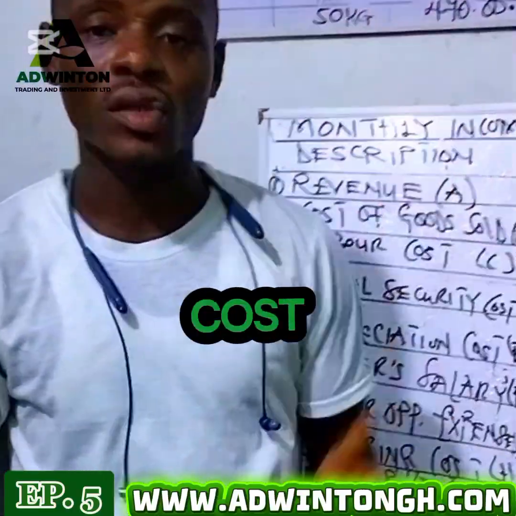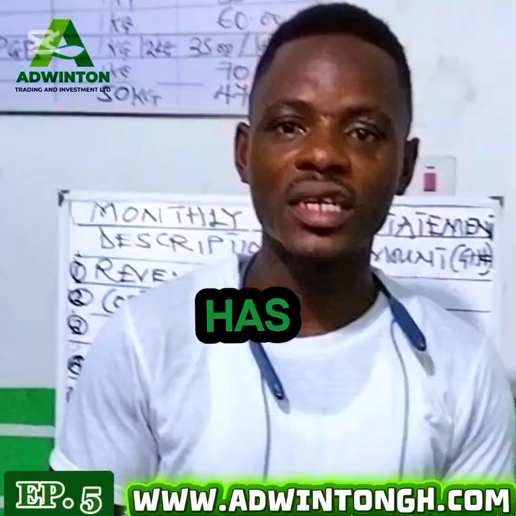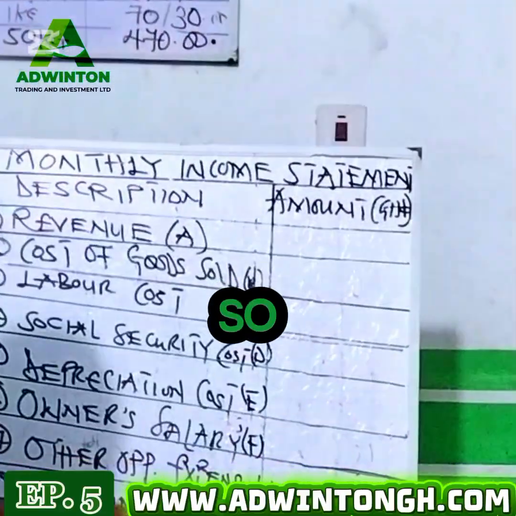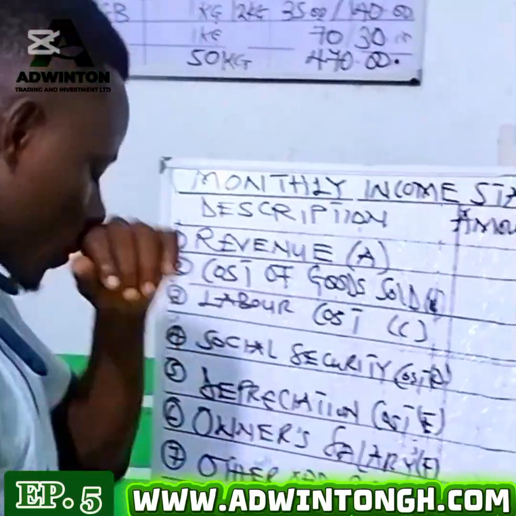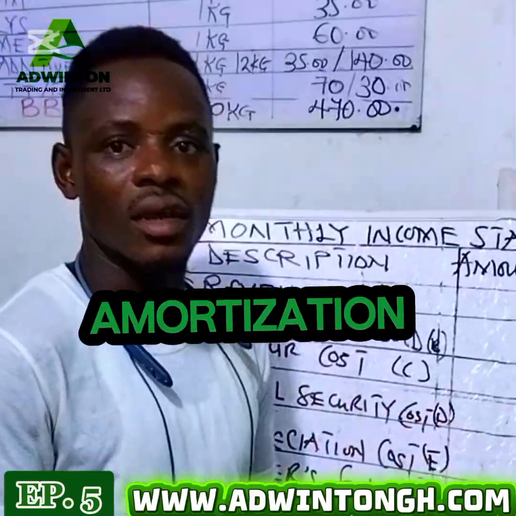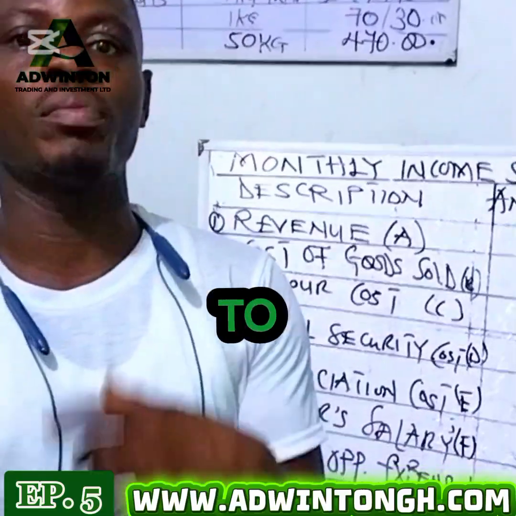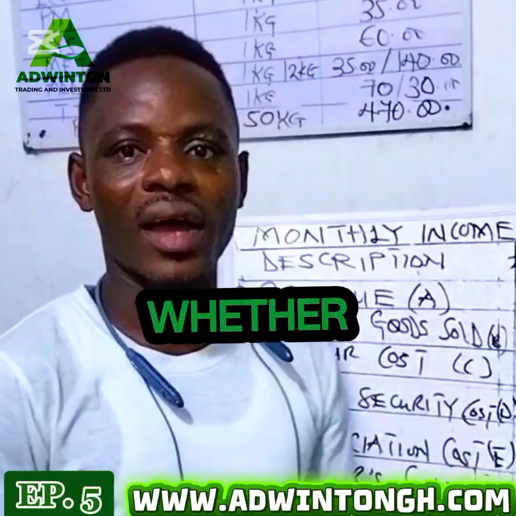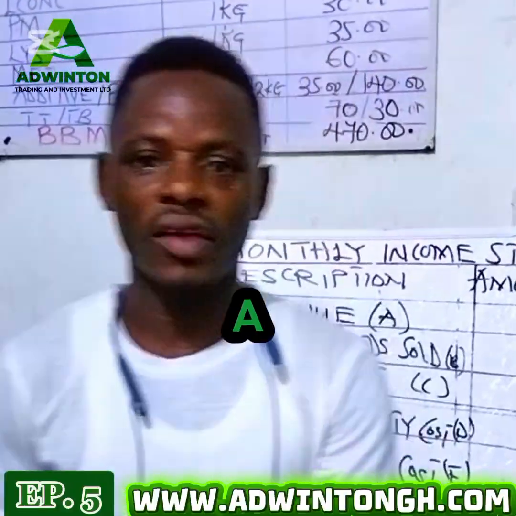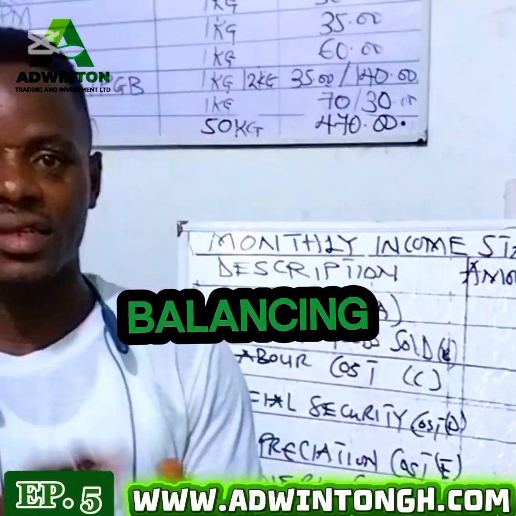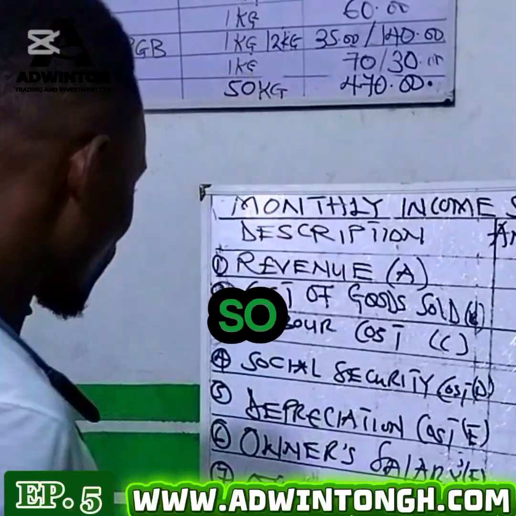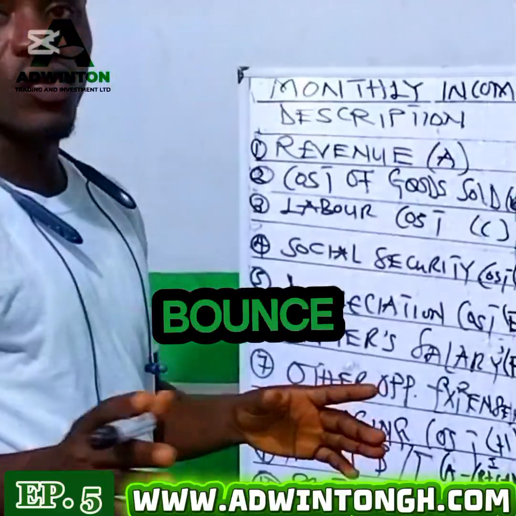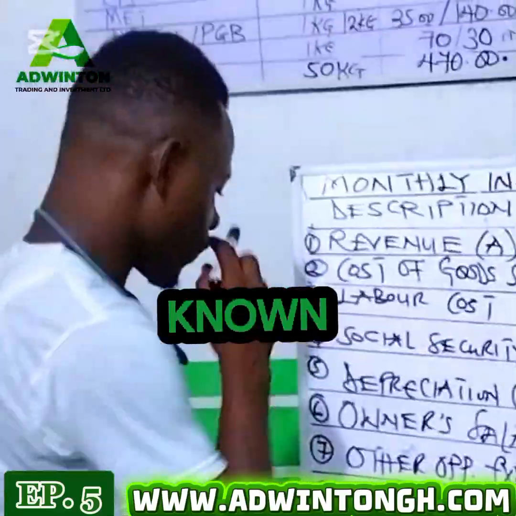So the financing cost is about interest. If someone has given a loan, definitely you have to pay interest, right? So interest and maybe what we call amortization. When you take a loan, you have to pay back with interest, depending on whether it's a flat rate deduction or the balancing method. We have different methods that banks use to deduct their loan from you.